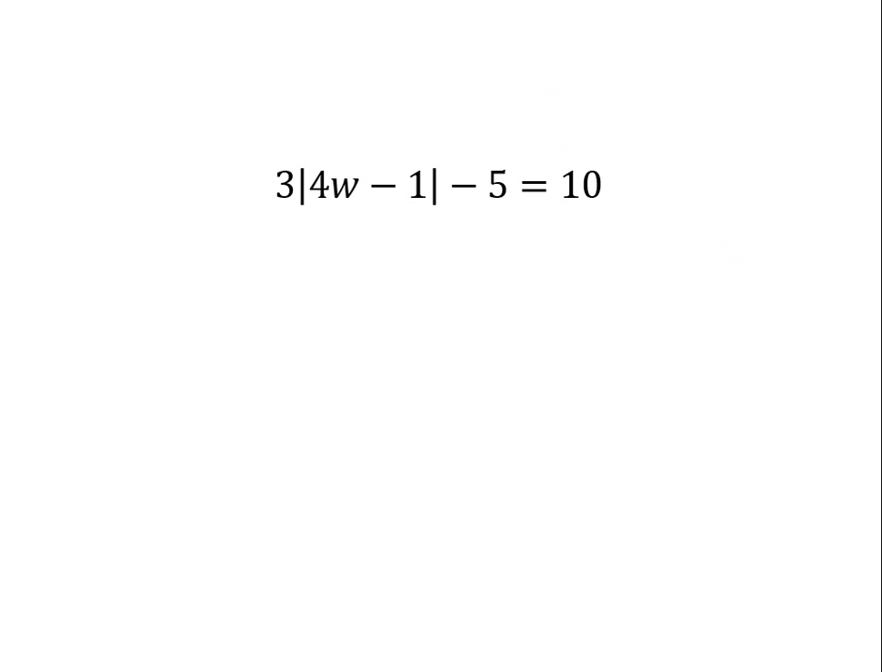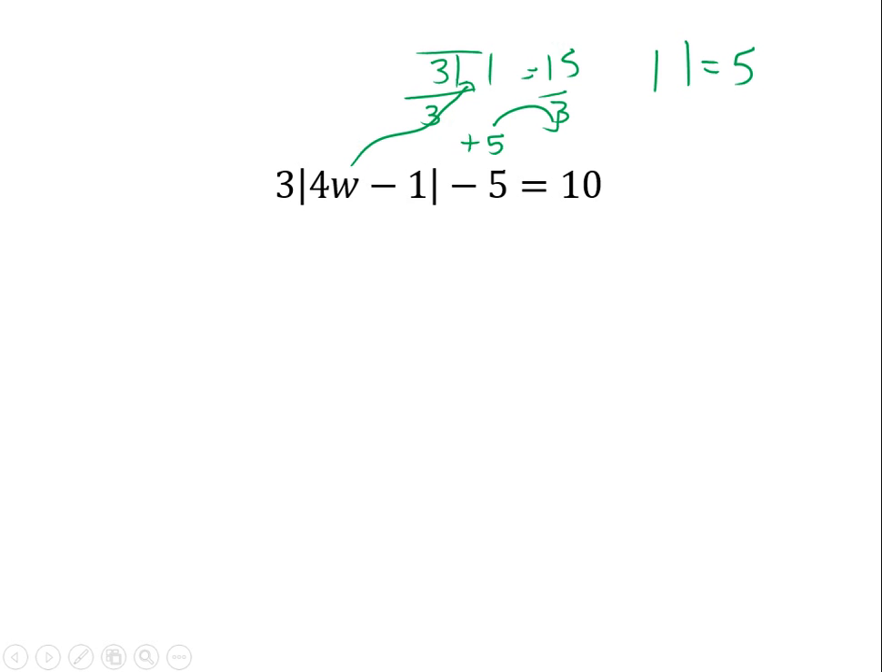Now, before we can break it up into two separate equations, we're going to have to get the absolute value by itself. Because before we can break it up into two parts, we've got to get the absolute value by itself. And so what we're going to do here is add 5 to both sides. That gets us 15 is equal to 3 times the absolute value. So this whole thing is still sitting in there. And then we divide by 3 on both sides, which gets us 5. So we've got the absolute value is equal to 5.